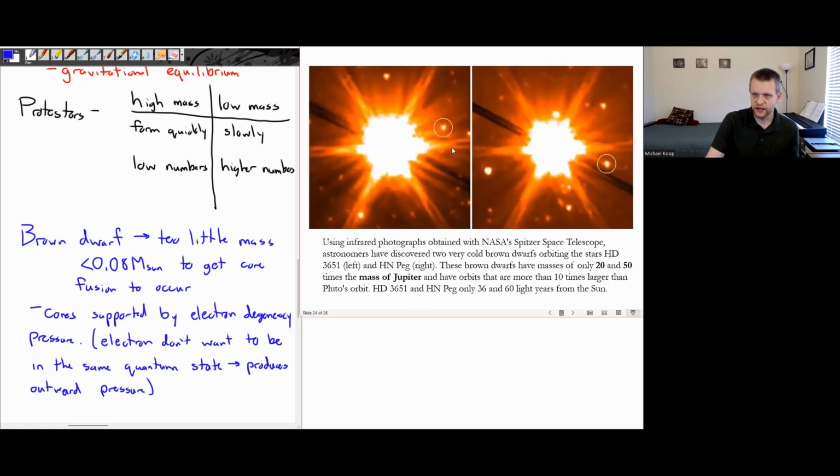Again, we can use infrared light. This is actually observing the orbit of one of these brown dwarfs around another object. This is from NASA's Spitzer Space Telescope. And again, these brown dwarfs have masses only 20 and 50 times the mass of Jupiter in some of these images. We've got two examples of brown dwarfs imaged by the Spitzer Space Telescope.